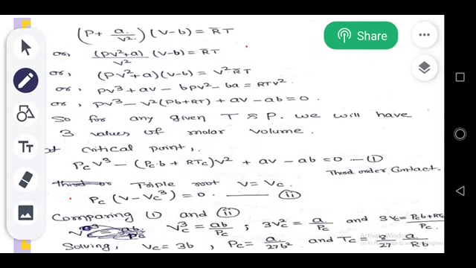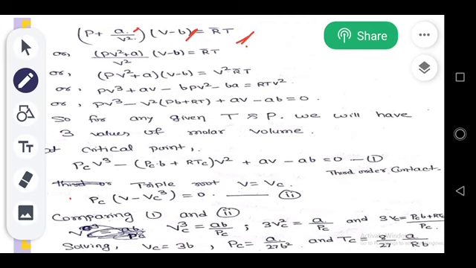Again, let us come here. So this is your van der Waals equation of state. This term accounts for the attractive force. And this b accounts for what? The volume of the gas molecule. And these a and b, these two constants, are basically characteristic constants. They are different for different gases.